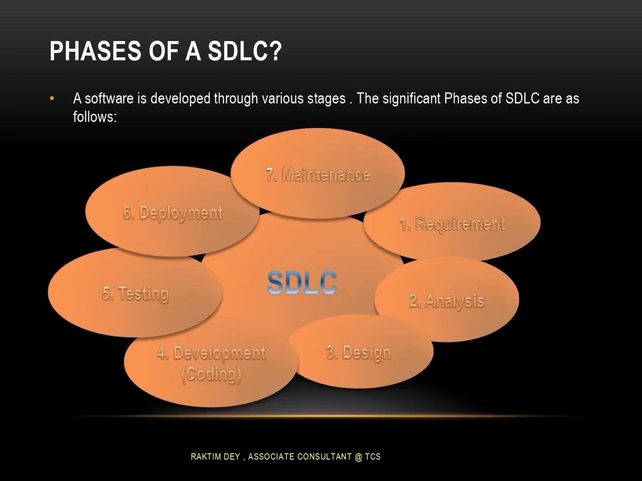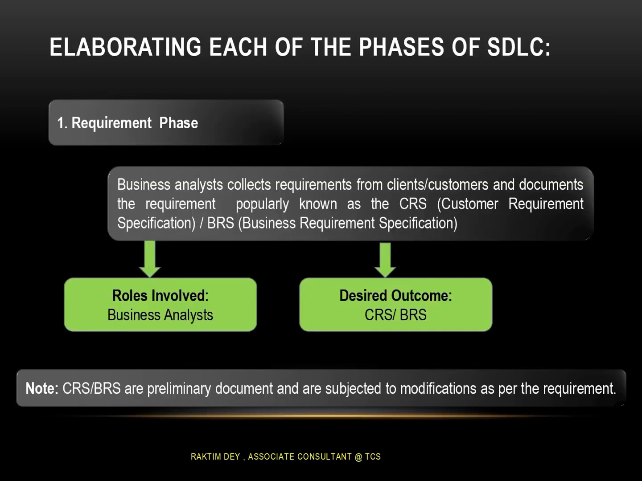So basically the software development lifecycle can be classified into seven major steps. One is the requirement phase, next is the analysis phase, then design phase, development or coding phase, testing phase, deployment phase, and maintenance phase. So let's discuss each of these phases.